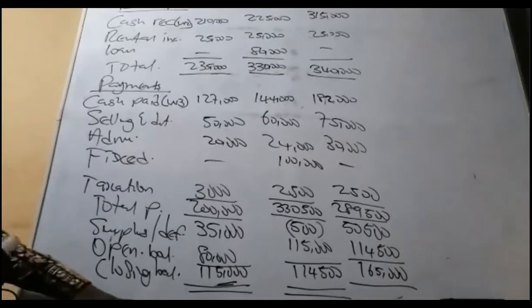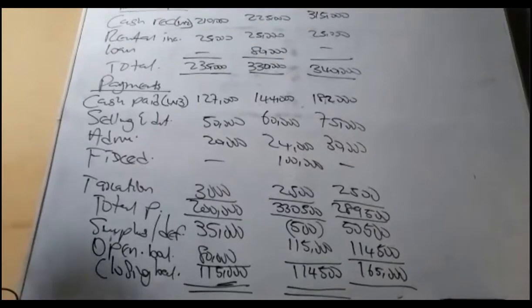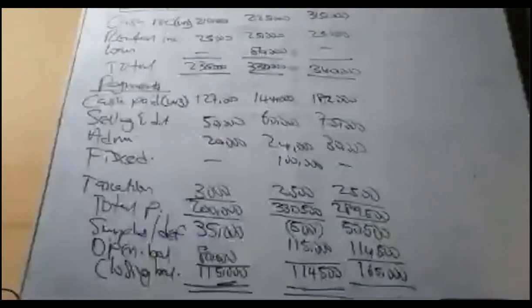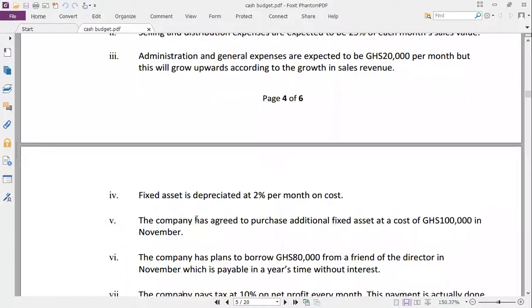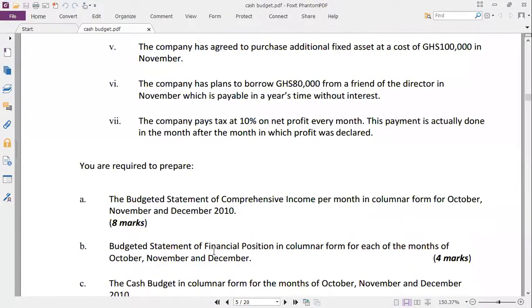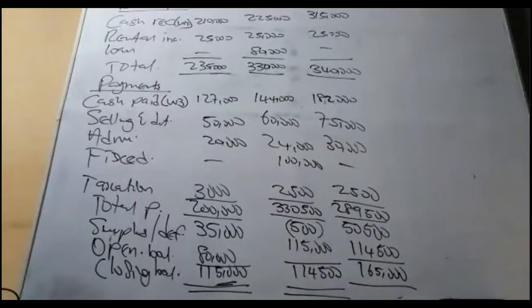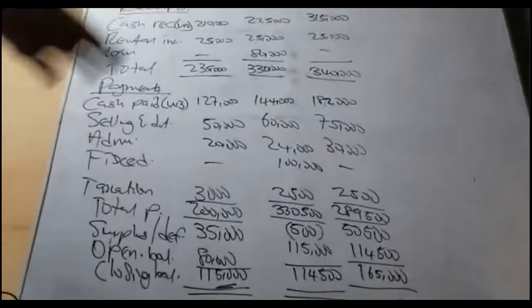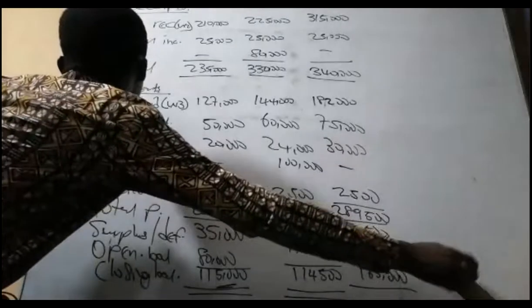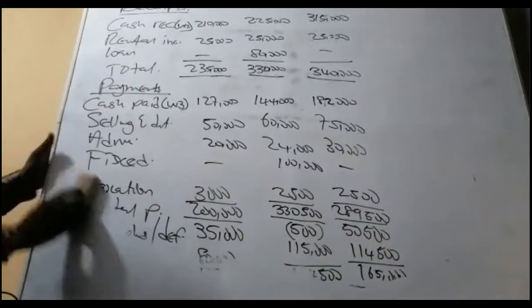That is the financial position. So, statement of financial position. Let's see the requirements. Now, for the statement of financial position too, we also need October, November, and December. So let's see how best we can do that one too.